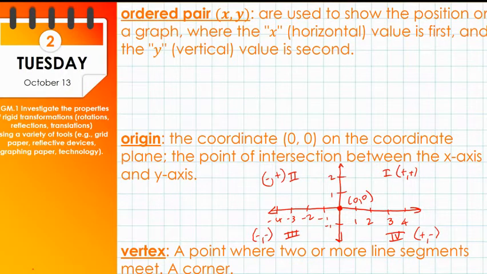Last thing before we go into today's examples. When we have figures, for example, a triangle, the vertex is where two or more line segments meet. They form a corner or a vertex. These points where the lines intersect or meet are the vertices or the vertex.